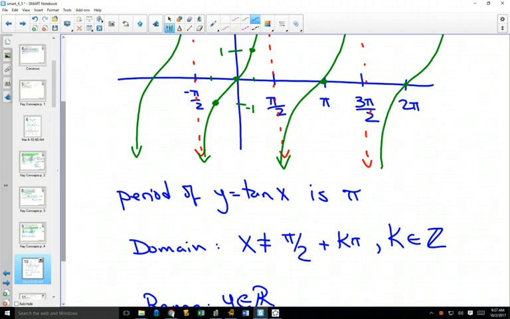Now the reason why those are your non-permissible values is because tan, big idea, is sine over cos. So wherever cos is equal to 0, you'd be dividing by 0, and that's not possible. Okay.